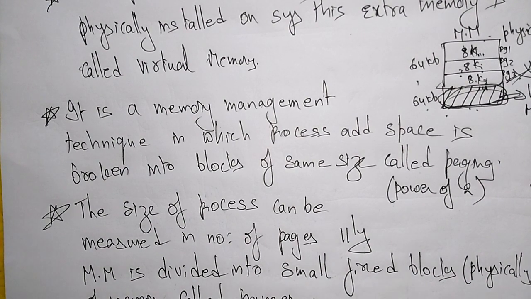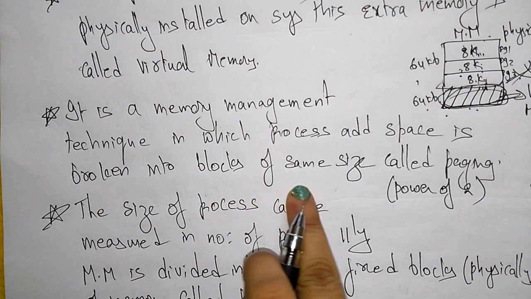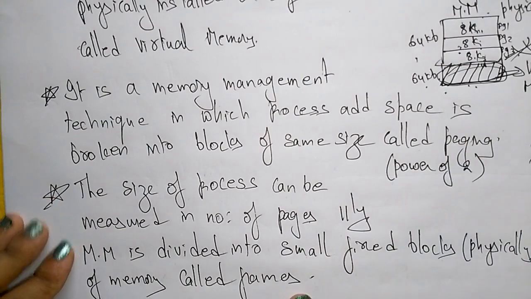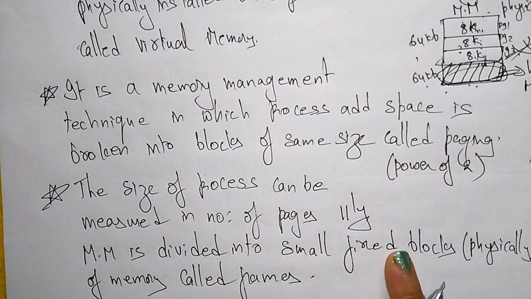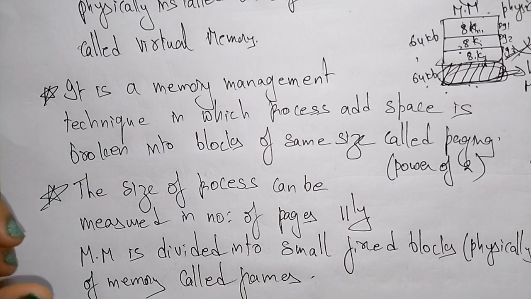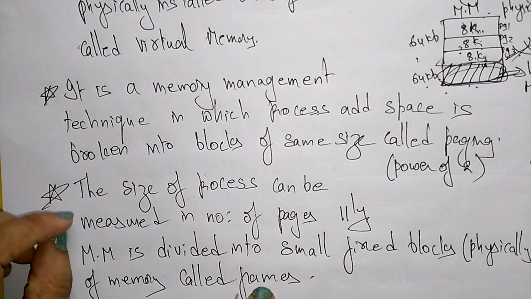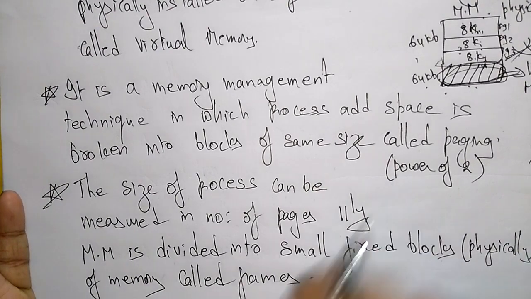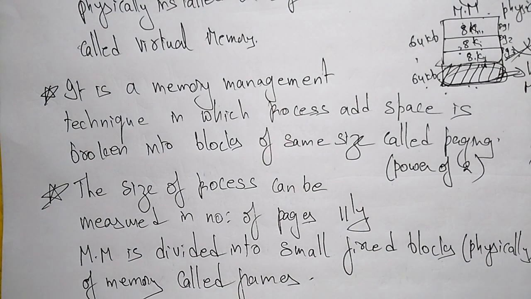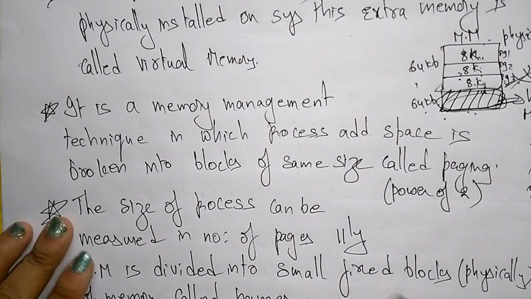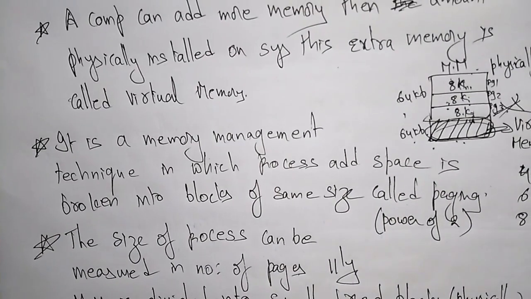One thing you have to remember: the memory in which the process address space is broken into blocks of the same size is called paging. Whereas a frame means main memory divided into small fixed blocks of memory. Whatever division takes place in the main memory you call frames, and whatever division you make in the virtual memory, which is a non-contiguous memory location, you call paging. So just remember that paging is done in non-contiguous memory location, whereas frames are in the main memory. I'll explain the paging concept with an example in the next video. Thank you.